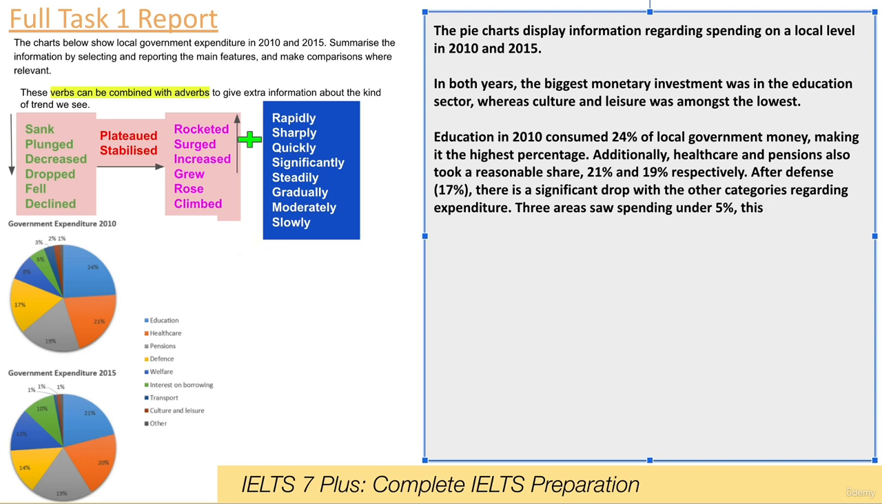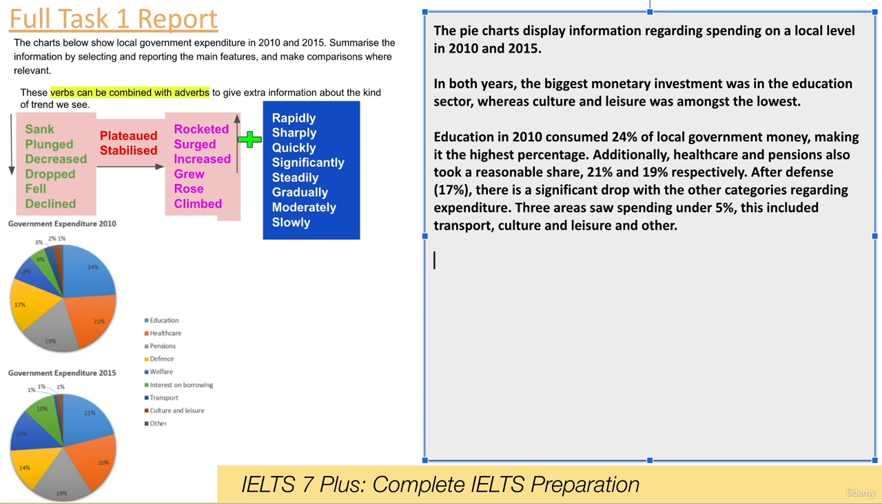So we're talking about, we don't always have to be specific. We can be quite general. This included, we've got transport, culture and leisure, and other. Okay, let's read this back and see how this sounds.